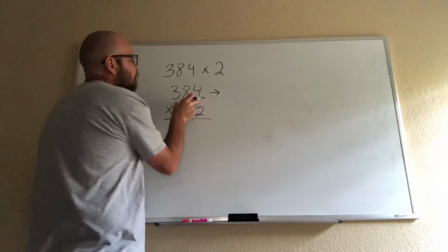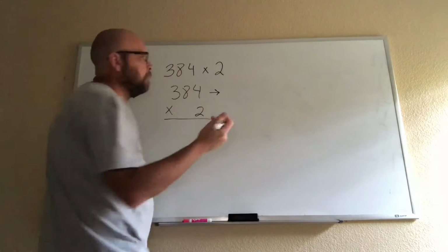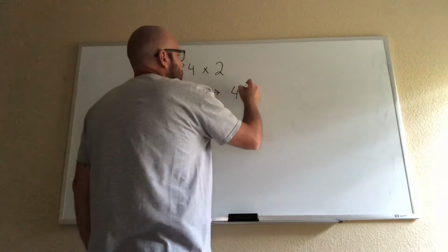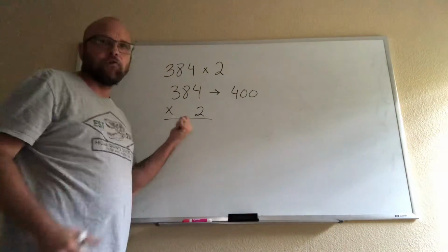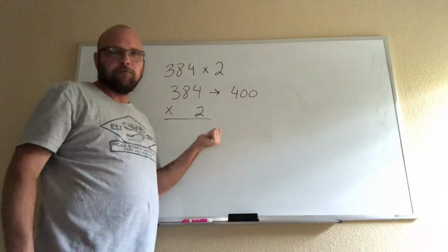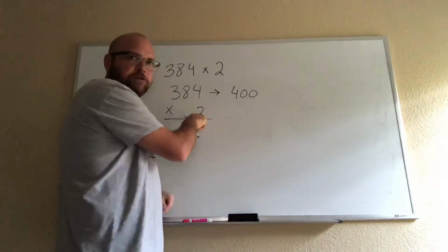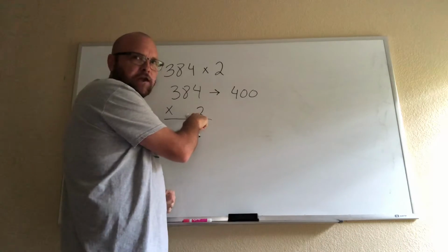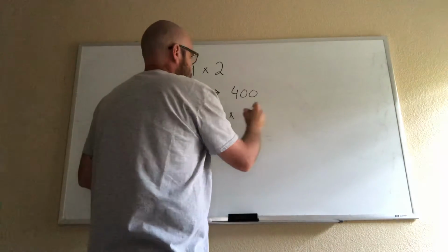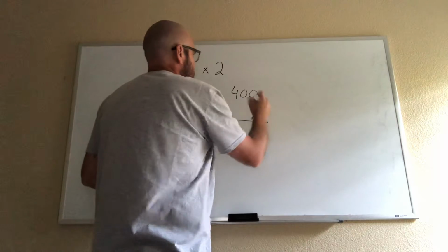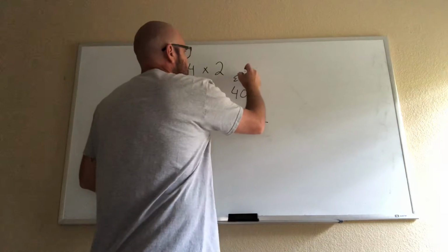So if I take 384, for me, I might change it to 400. Because I can multiply by 400 in my head very easily. I'm not going to change my 1-digit factor because there's no need to change this. So this is going to be my estimate.